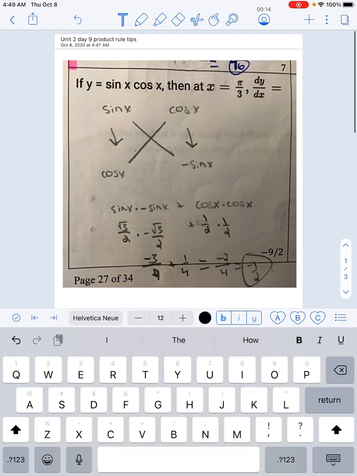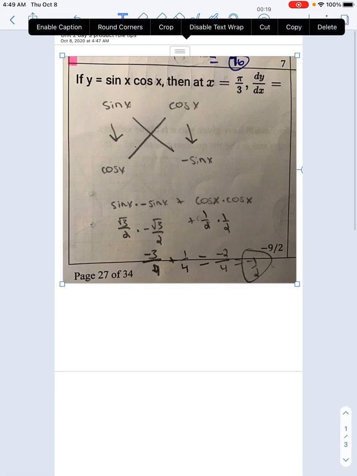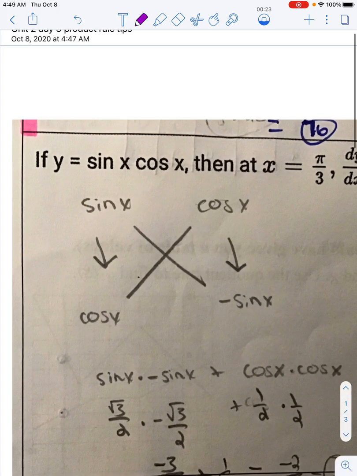So let me try to move this down a little bit. Guess I can't move this down. Oh, maybe there I can go. There we go.